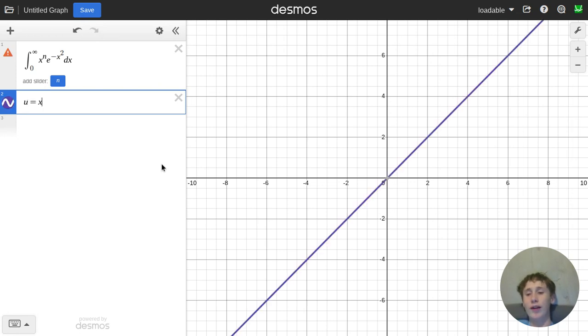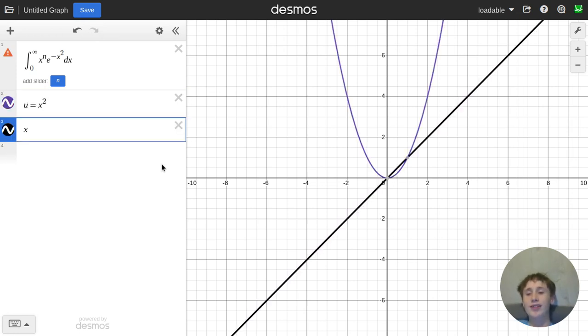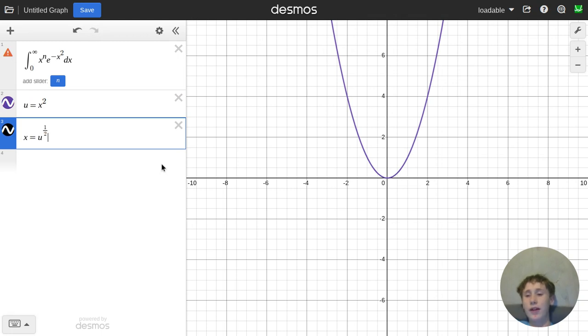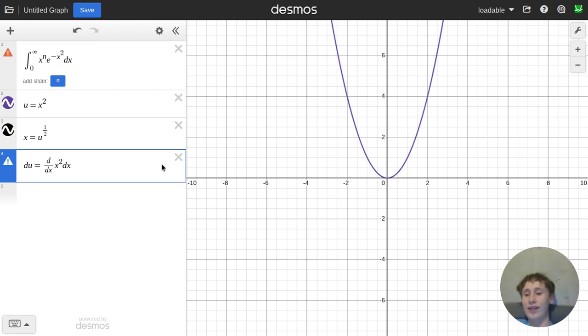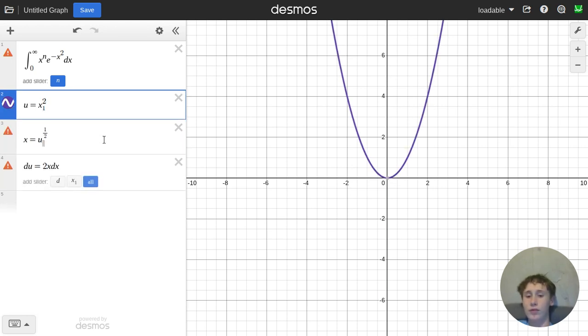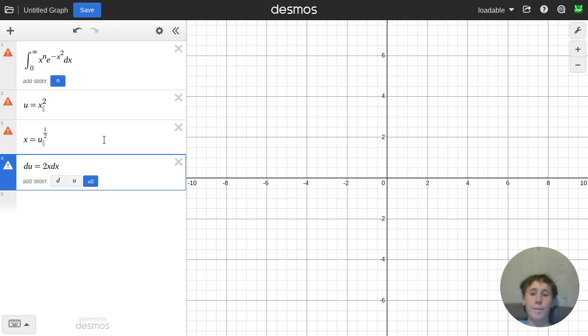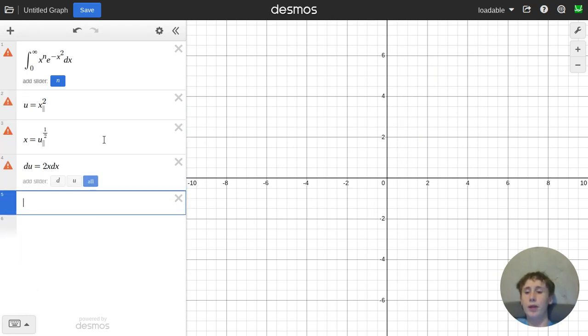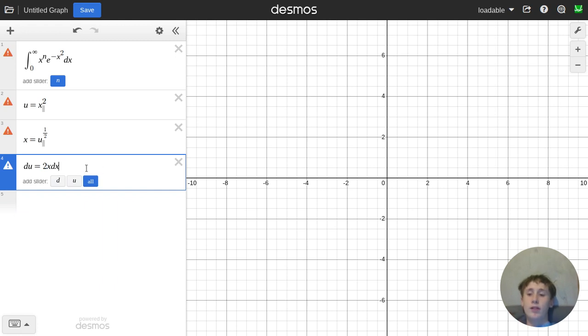U equals x squared, right? So, x equals u to the 1/2, the square root of u. Du, therefore, equals the derivative of x squared times dx, which is, of course, 2x dx. I'm going to go ahead and put this here so that it doesn't break our integrals.